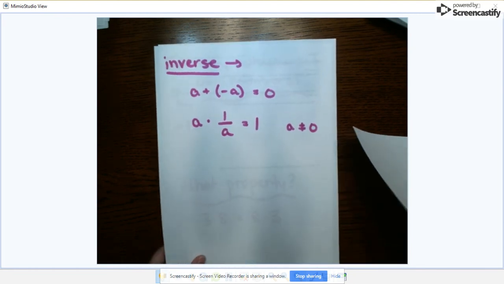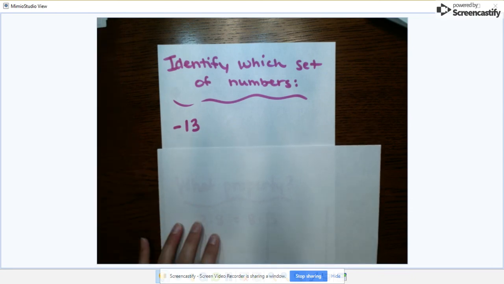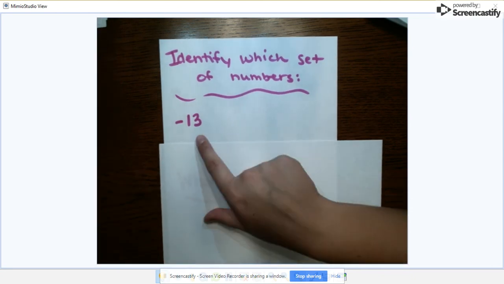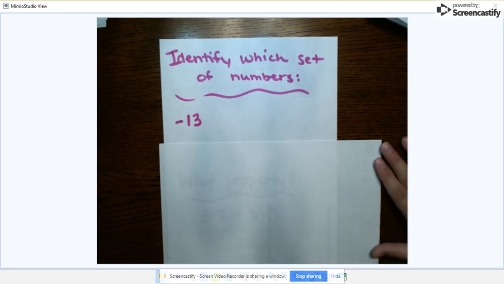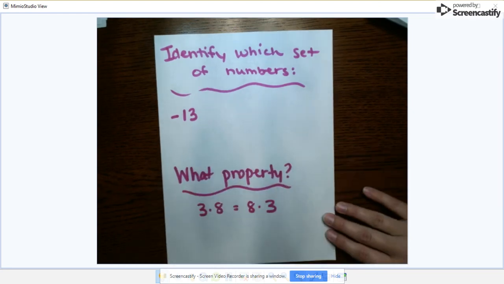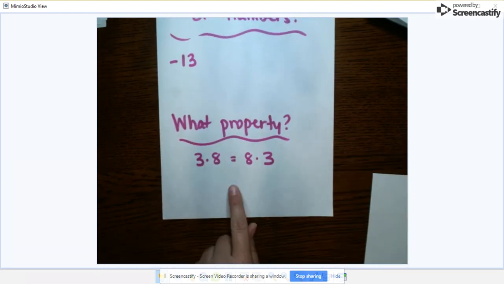Okay, a couple questions for you guys. First, I want you guys to identify the smallest subset of numbers that -13 belongs to. And then tell me what property is being shown here.